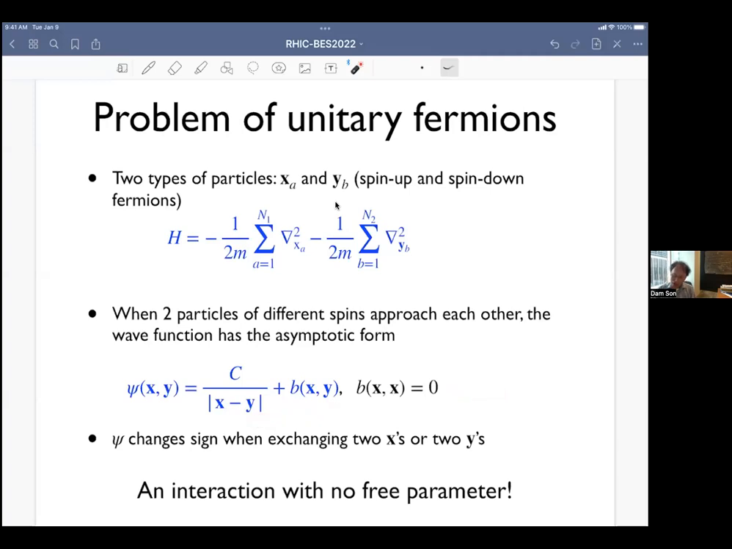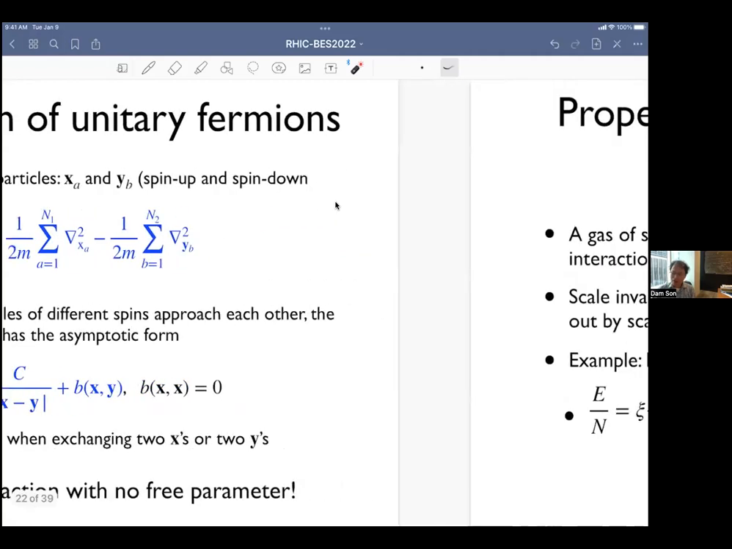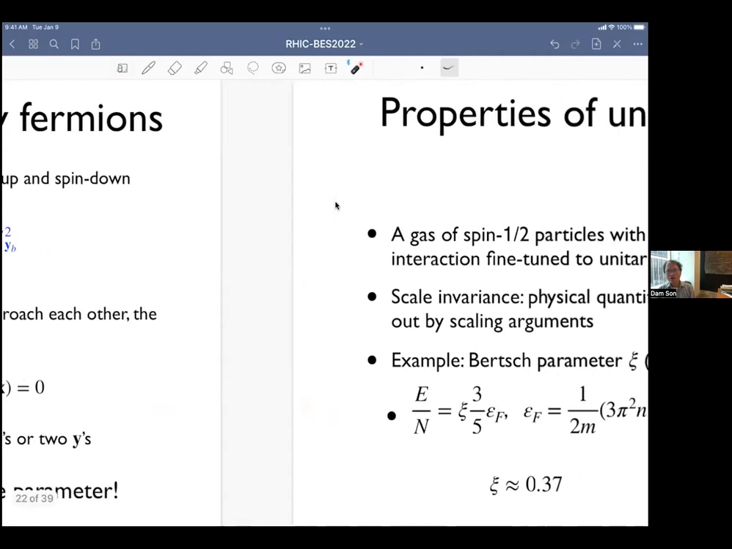And together with the fermionic statistics, that is when two particles with the same spin are exchanged, the wave function changes sign, we have a well-defined mathematical problem with no free parameter. This is a problem of unitarity fermions, as one can formulate to mathematicians. The unitarity Fermi gas has interesting properties.